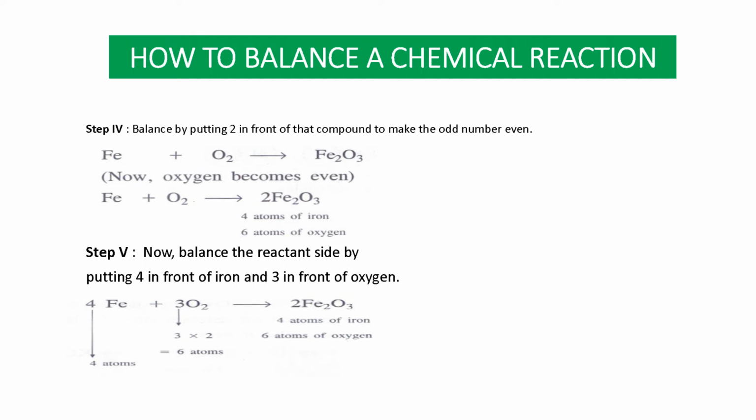So we have to balance this. To balance this equation, we multiply iron by 4 and oxygen by 3. So you can see in this equation now 4 atoms of iron and 6 atoms of oxygen on the reactant side, and on the product side 4 atoms of iron and 6 atoms of oxygen, meaning the number of atoms on the reactant side is equal to the number of atoms on the product side. So this reaction is balanced. These are the steps which we have to follow to balance a chemical reaction.